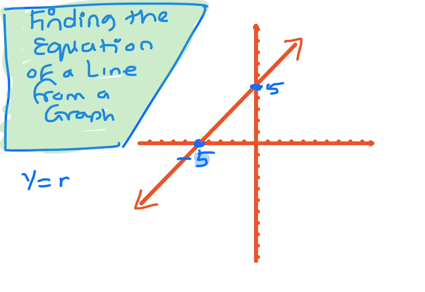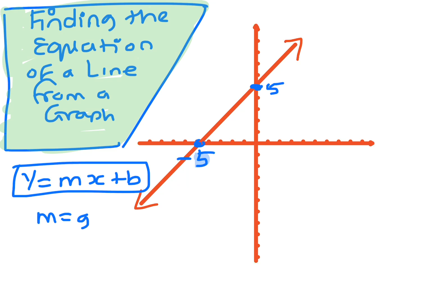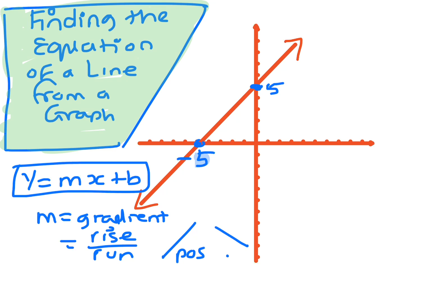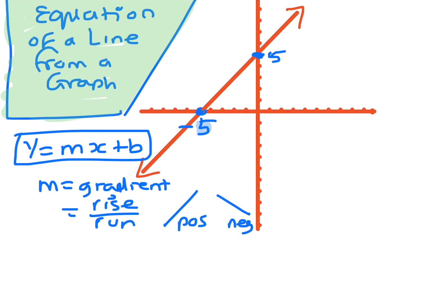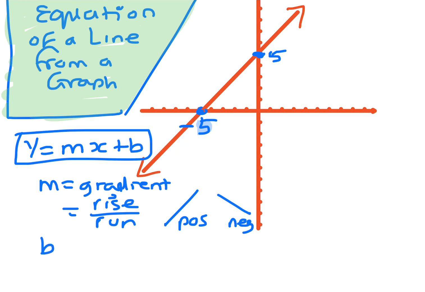Now the basic formula for the equation is y equals mx plus b. Now m equals the gradient, which is the rise on the run. And if it's going that way, it has a positive gradient. If it's going that way, it will have a negative gradient.